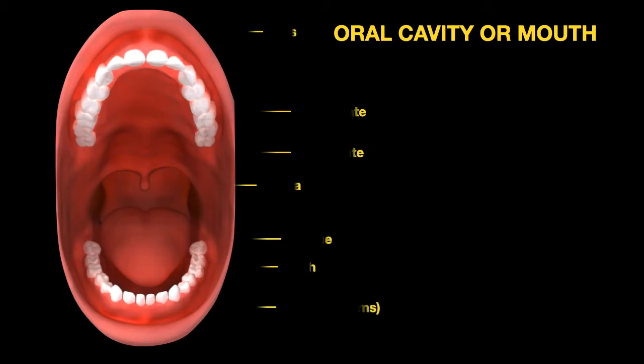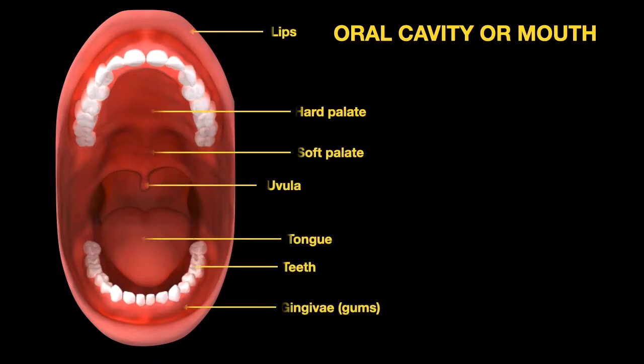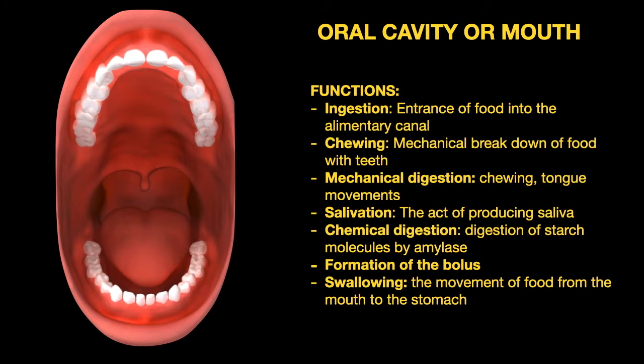Now let's explain the process of digestion in more detail. First, we will start with the mouth. Here you can see the different structures of the mouth, such as the teeth, tongue, or hard and soft palate. The mouth carries out many functions. The first process is ingestion and refers to the entry of food into the alimentary canal through the mouth.